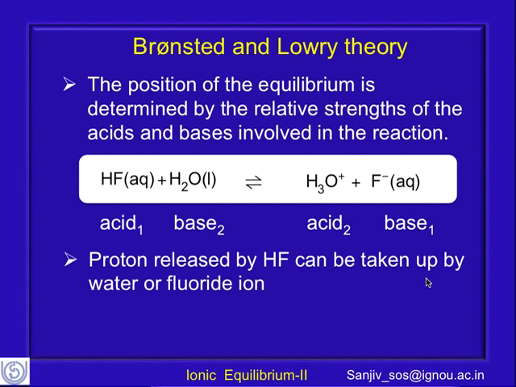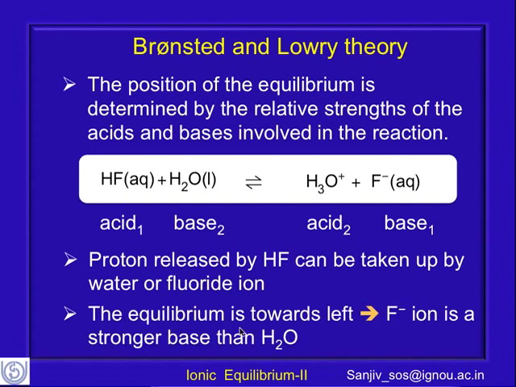But what is experimentally found is that this equilibrium lies towards the left-hand side. That means the fluoride ion is a stronger base than water. That's why the equilibrium lies to the left. Had water been a stronger base, then the equilibrium would have gone to the right-hand side. That is how we determine where the equilibrium would be, or the other way around. If I know that the equilibrium is toward the left side, we interpret that fact in terms of the fluoride ion being a stronger base.